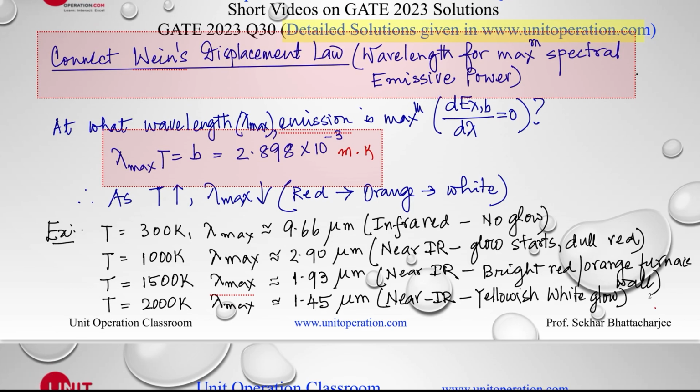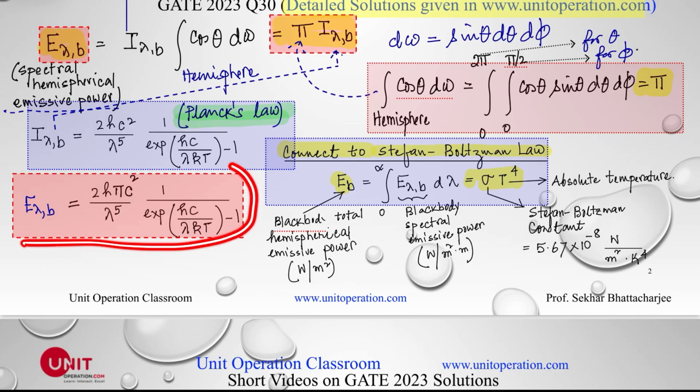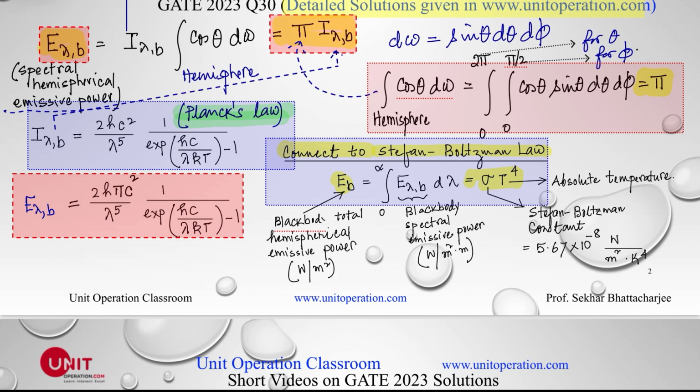Now let's connect it to Wien's displacement law. What is Wien's displacement law? It is the wavelength for maximum spectral emissive power. So this E lambda b, as you can see here, is from the hemisphere, which is emitting in all possible directions. That is of course taken care of. All the direction part is taken care of here, but this is for a particular wavelength lambda.